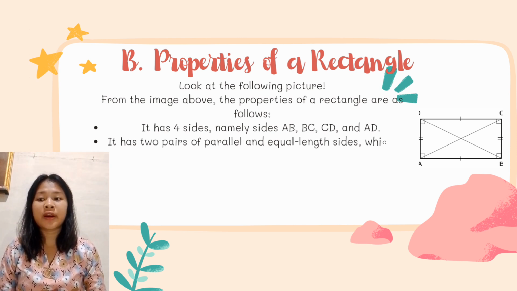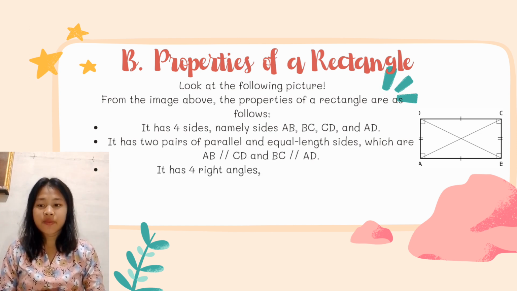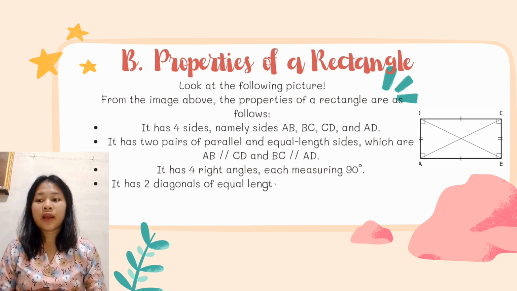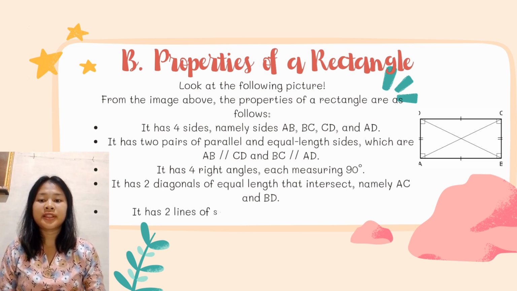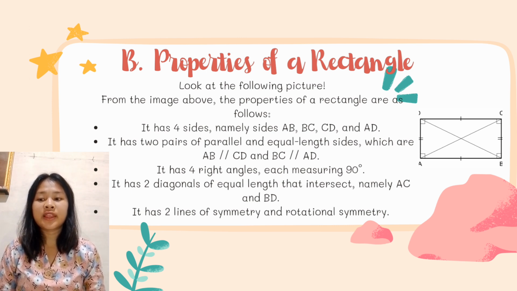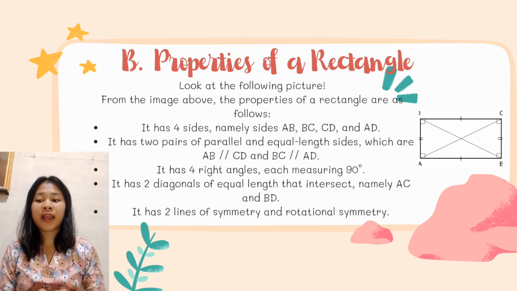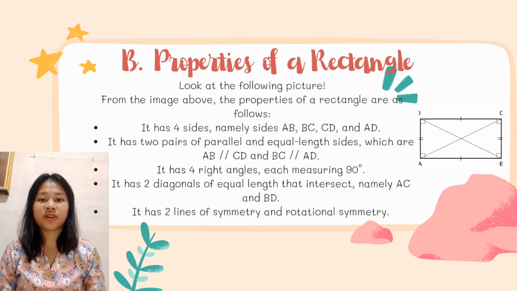2. It has two pairs of parallel and equal length sides, which are AB is parallel to CD and BC is parallel to AD. 3. It has four right angles, each measuring 90 degrees. 4. It has two diagonals of equal length that intersect, namely AC and BD. And the last, it has two lines of symmetry and rotational symmetry.